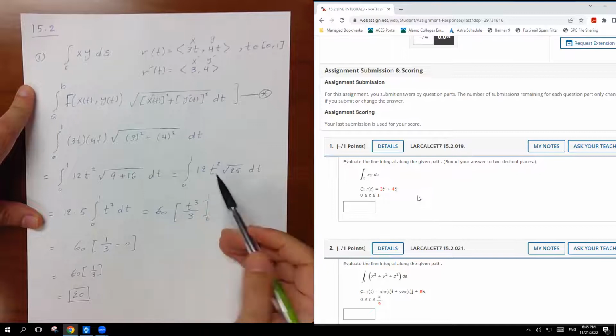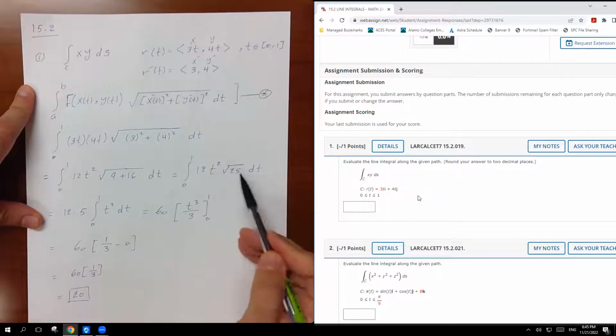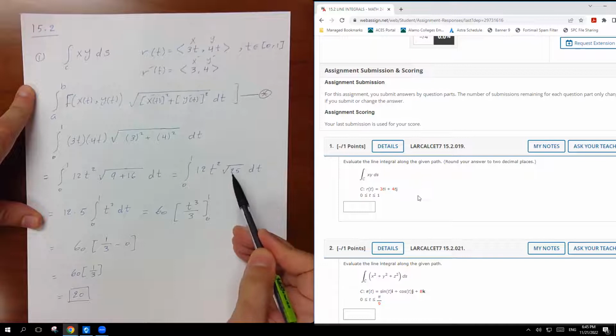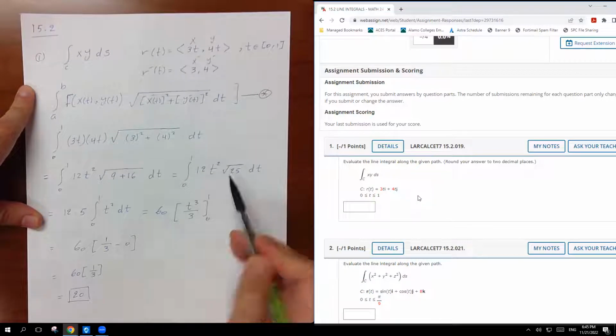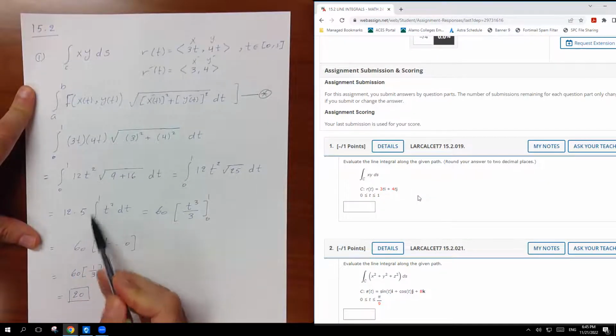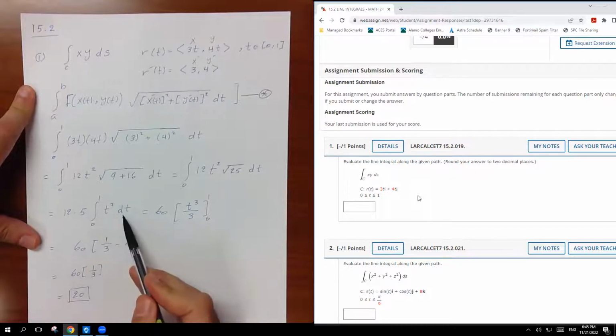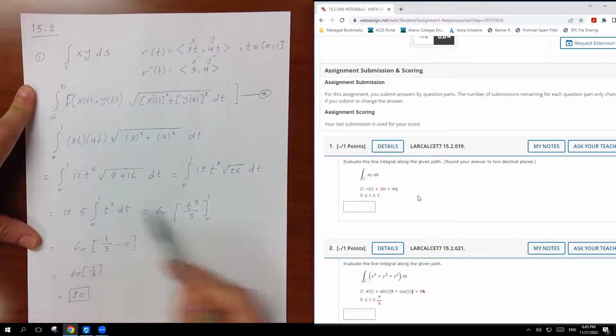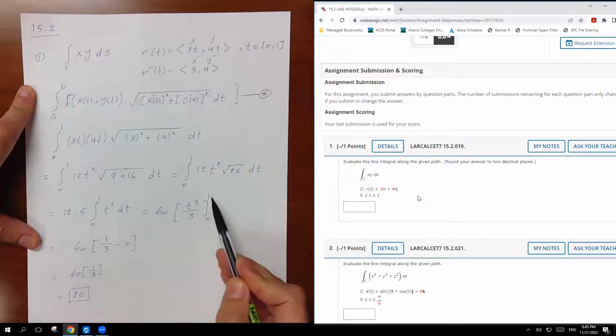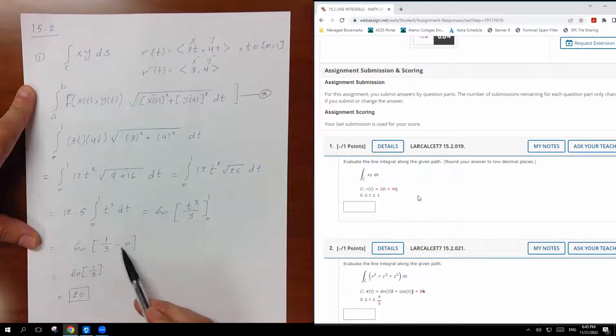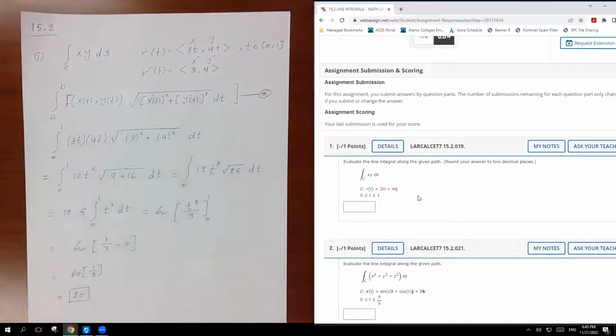From 0 to 1 is going to be 12t squared, square root of 25 dt. The square root of 25 is going to be 5. So 12 times 5, integral 0 to 1 of t squared dt, is going to be 60 t cubed over 3 from 0 to 1. It's going to be 1/3 minus 0. That means 60 times 1/3 is going to be 20. So this is the first solution. It's going to be 20. Just going to check that.